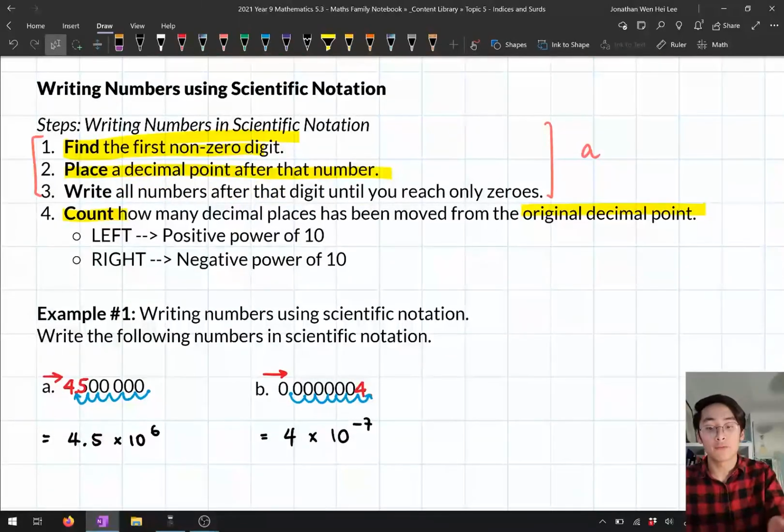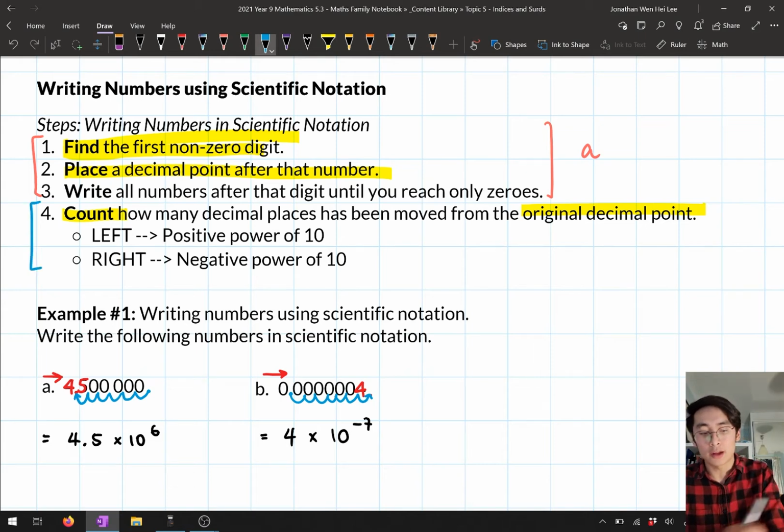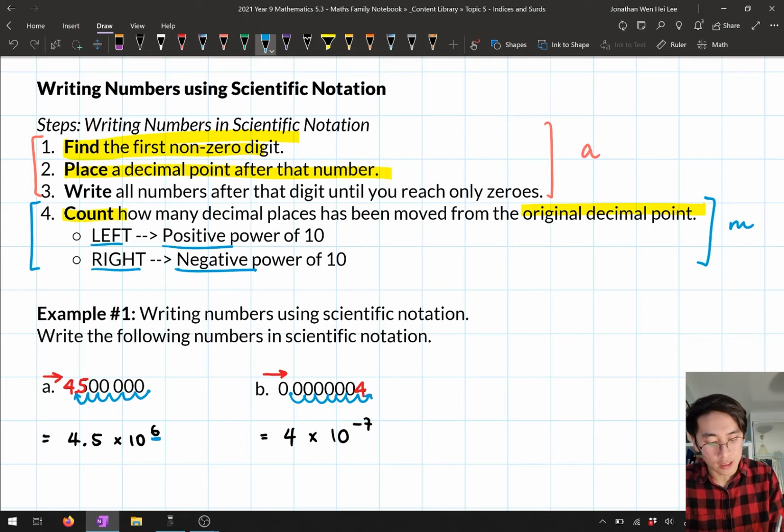Then from there, in step 4, we count how many times we have to move the original decimal point to our new decimal point. And by doing this, we find the value of m, the power of 10 that we need to have. The other thing that we need to note is if we move it to the left, like we did in that first example, it's a positive power of 10. And if we move it to the right, it's a negative power of 10. So if you have a look over here, we had to include that negative sign. Okay, so that's how we write numbers in scientific notation.